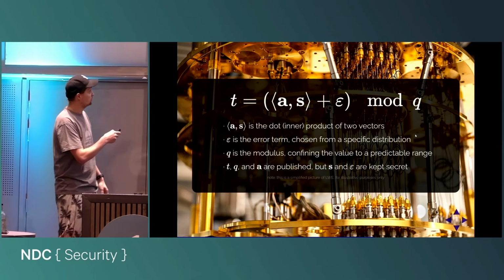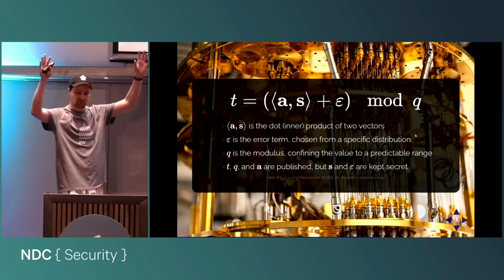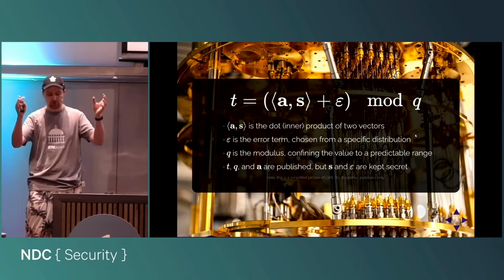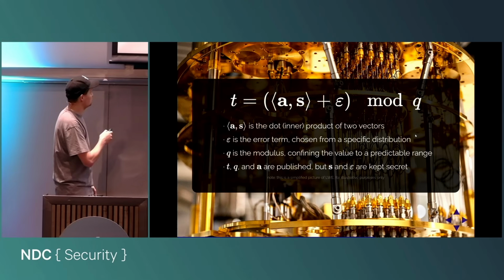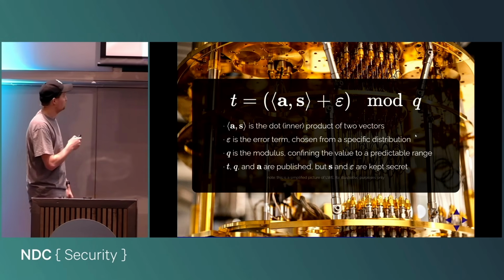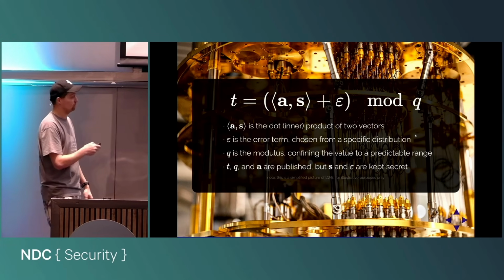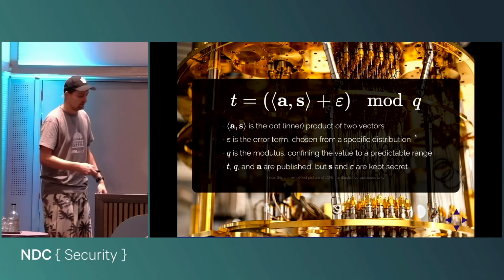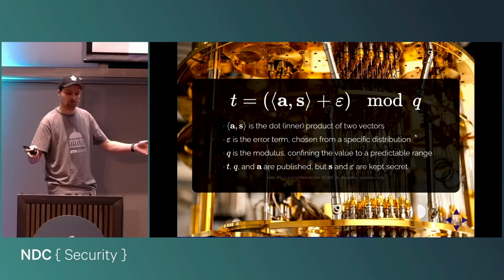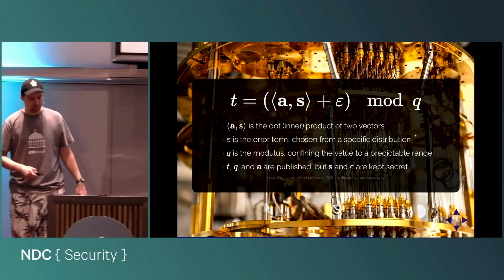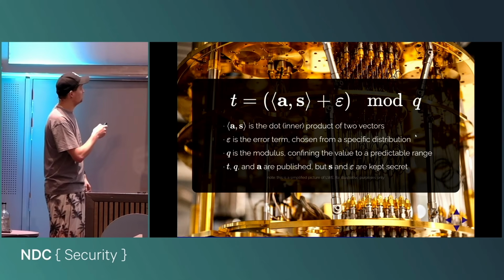So you start with a pair of vectors in this lattice space, and you calculate a dot product between them, and the dot product is basically just a number. Then you add an error to this number, so you intentionally skew the number. And then you confine it to a predictable range using modulus. This is something that is often used in cryptography. And then finally you get this T, and that's what you publish.